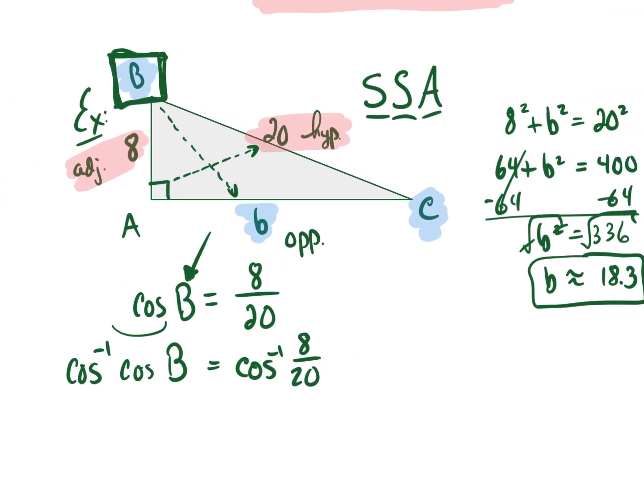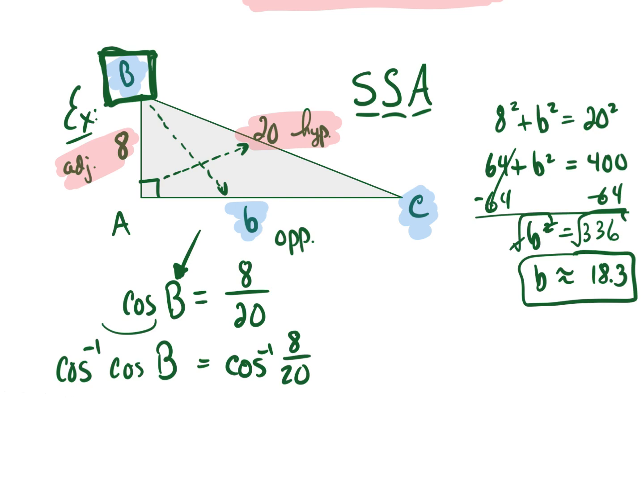So back to our problem. What happens when we take the inverse cosine and the cosine? Since they're inverses of each other, they cancel each other out, and we're just left with angle B.